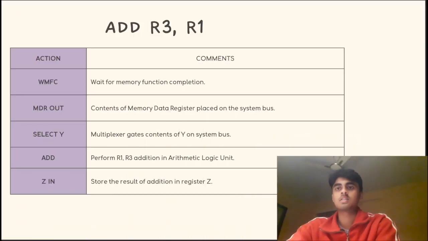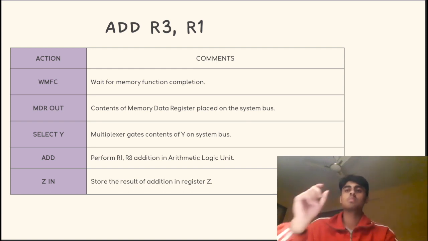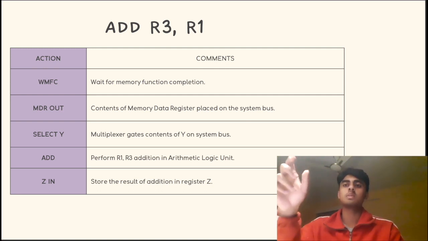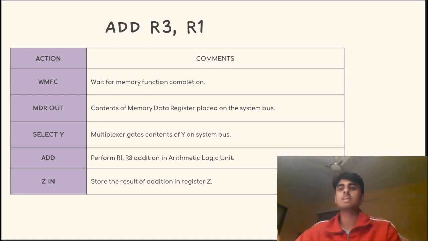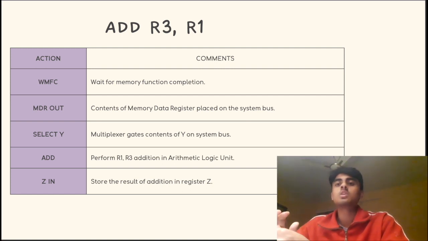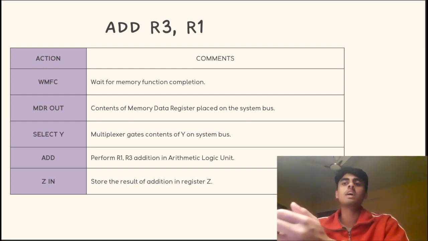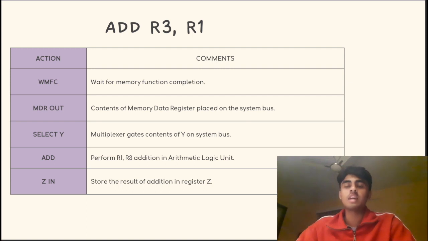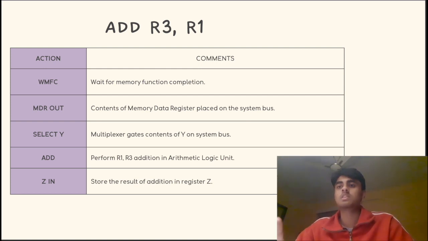Now the set of commands in the instruction execution cycle. Starting from the fifth one, we first put the contents of register R1 out on the system bus, which is denoted by the instruction R1 out. After that, we put the contents of register 1 into register Y. The contents of register 1 are already out on the system bus, so now we put them in register Y. So R1 out, Y in, which means whatever contents are on the system bus are now being put into the Y register. Then WMFC means wait for memory function completion.